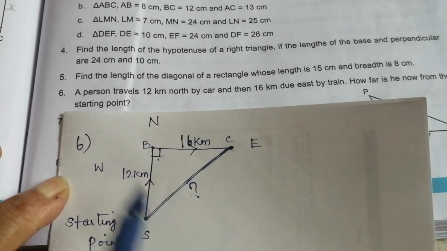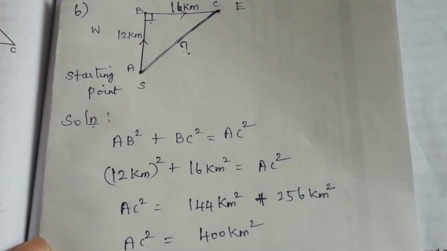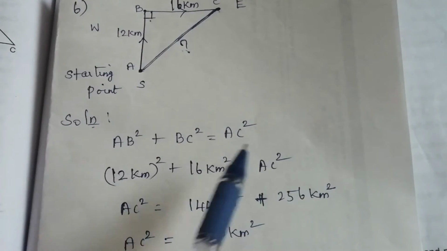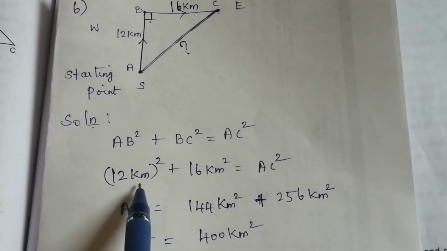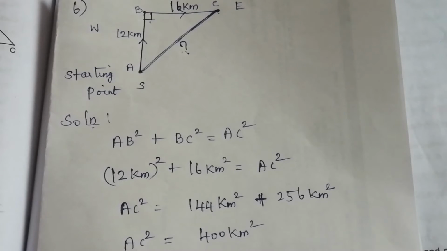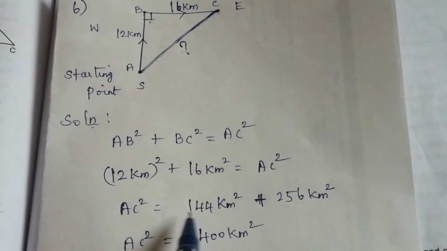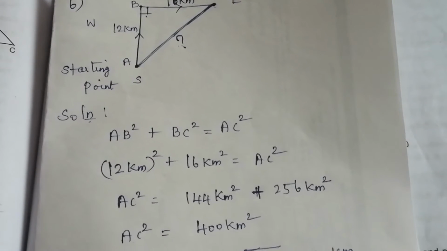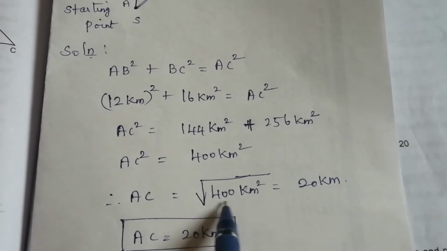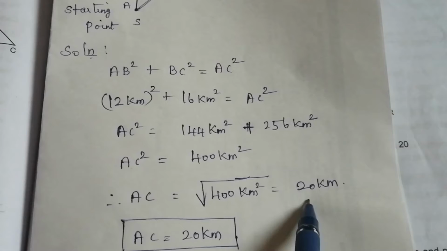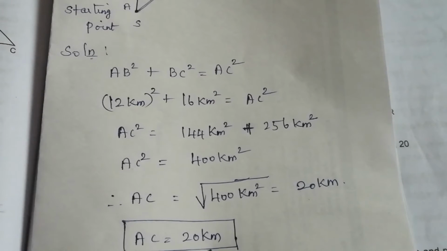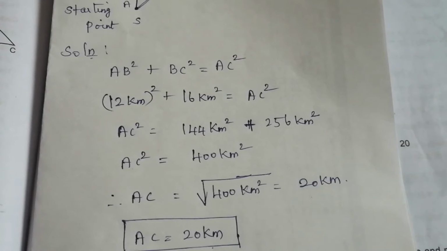This is hypotenuse. So according to Pythagoras theorem, AB square plus BC square equal to AC square. And AB square equal to 12 kilometer square plus BC square equal to 16 kilometer square equal to AC square. So AC square equal to 144 plus 256, that is equal to 400 kilometer square. So AC equal to root of 400 kilometer square equal to 20 kilometer. So now he is 20 kilometer from the starting point.